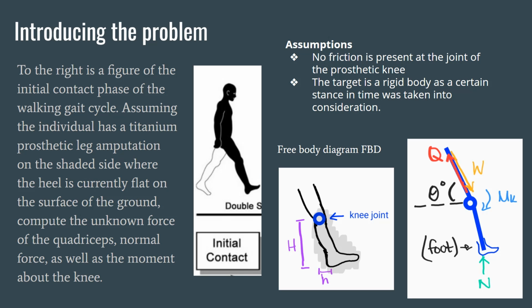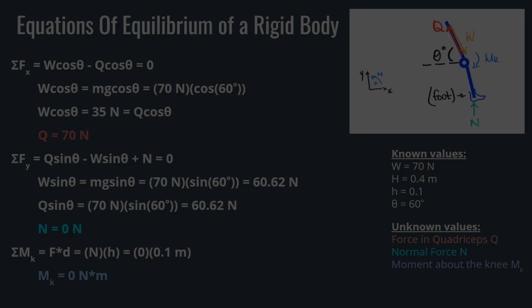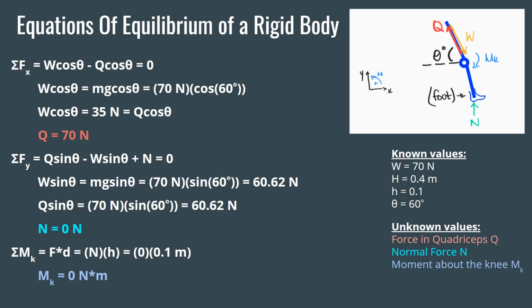In the free body representation of the knee, the force of the quadriceps, Q, the weight of the individual, W, the normal force, N, and the moment at the knee, Mk, is represented with their appropriate directionality. Using the free body diagram drawn in on the right of the knee component, as well as equations of motion, the unknown values are computed. As the body is rigid and in equilibrium, the sum of the forces in the x and y will be equal to 0. An axis of reference is also included to distinguish positive versus negative values.